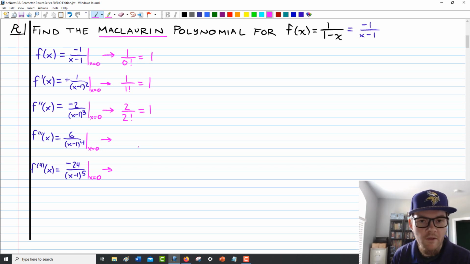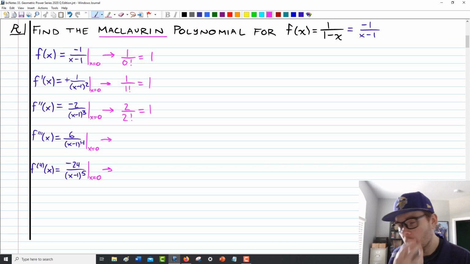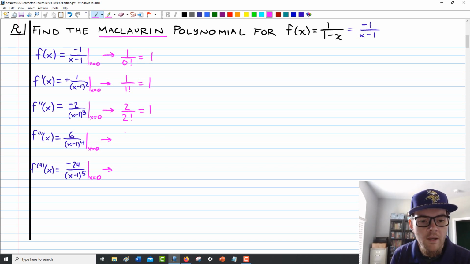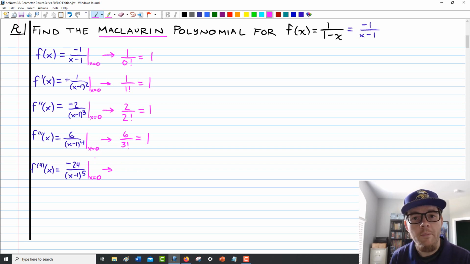Cool, that's always nice. I feel like we've already won. On the next one, if we plug in 0, we'll get 6 over negative 1 to the fourth. Well, negative 1 to the fourth is positive 1. So this will be 6 divided by 3 factorial, and 3 factorial is 6. So 6 divided by 6 is 1. And then finally, we'll go one more here. We'll have negative 24 over negative 1 to the 5th. Negative 1 to an odd power is negative as well, so this will be equal to 24. When we divide by 4 factorial, we get 24 over 4 times 6, which is 1.